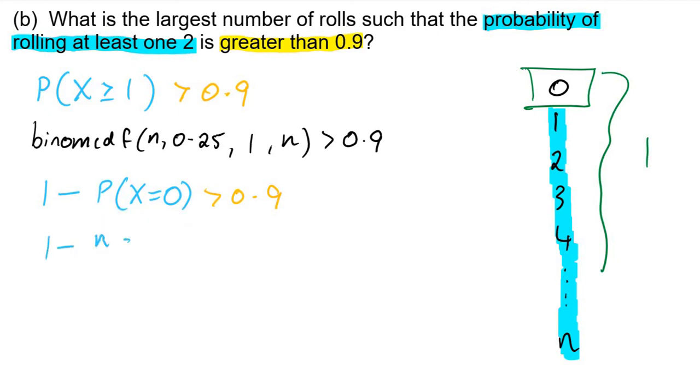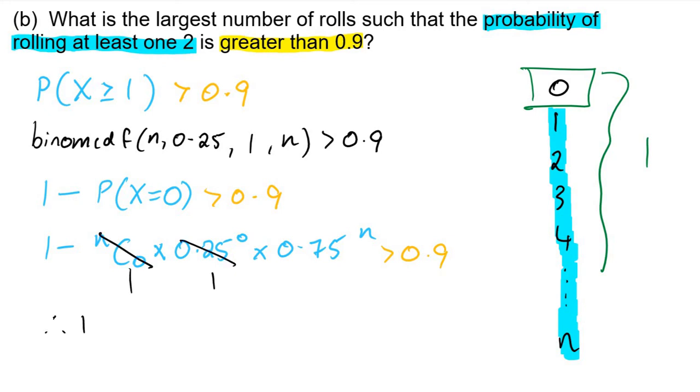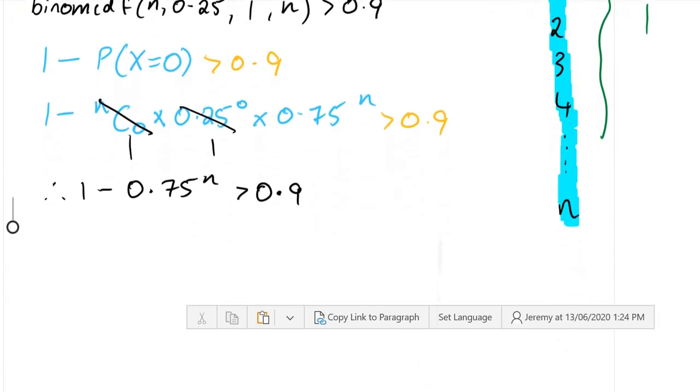It's n choose 0 multiplied by the probability of success to the power of 0 times the probability of failure to the power of n. And that has to be greater than 0.9. This is 1, this is 1, and so 1 minus 0.75 to the power of n must be greater than 0.9. This is now something that we can solve. We just need to be careful with the inequality.